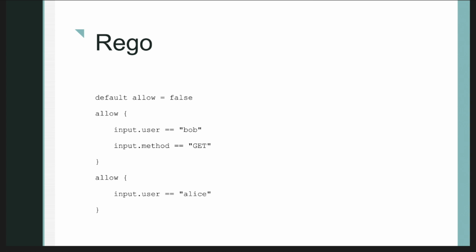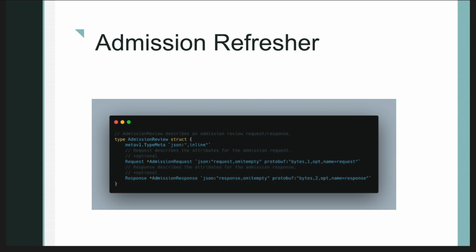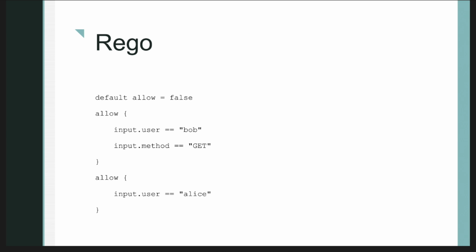Here, input could be anything. So in this case, what we are doing is providing a JSON object inside input, and our JSON object has one attribute called user, another attribute called method. So what you can assume is that we are getting the head of the request and providing this over here. But this is just the JSON object. So we get the user. If the user is Bob and the method is get, we are going to allow this.